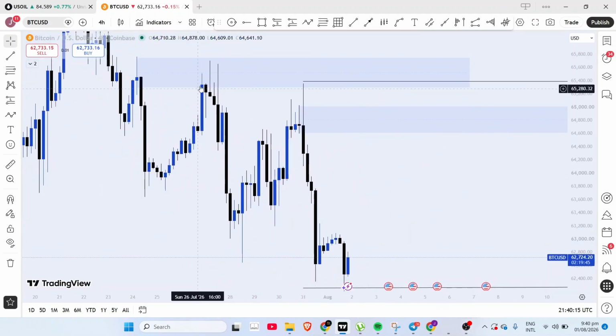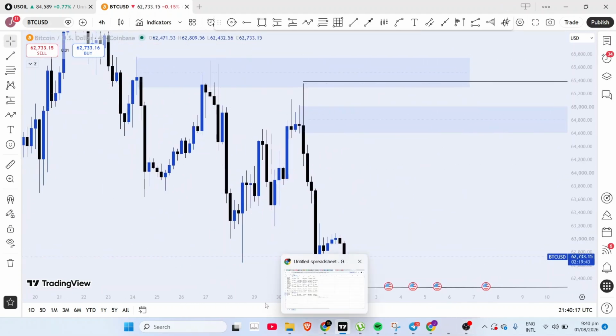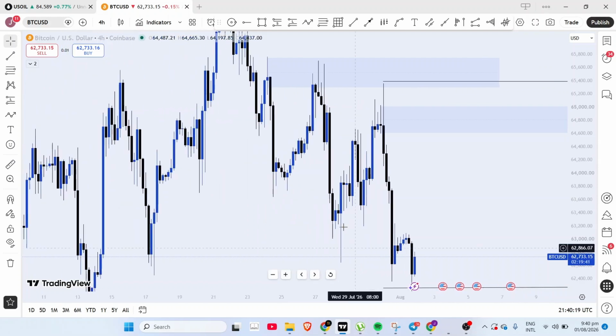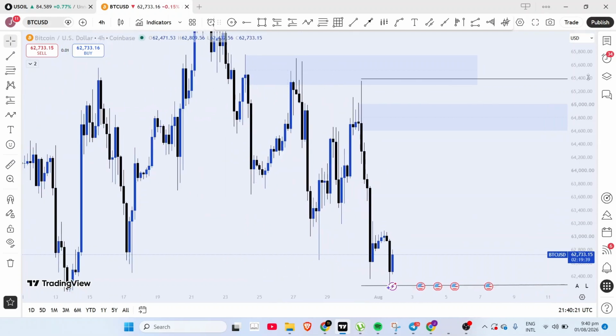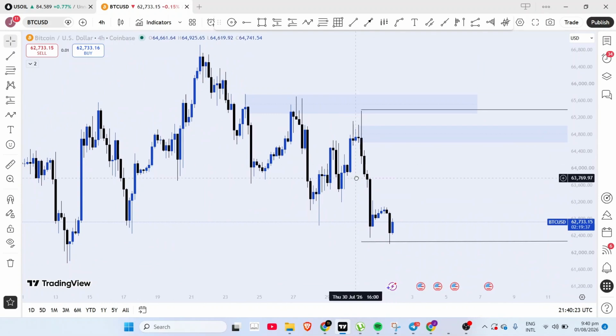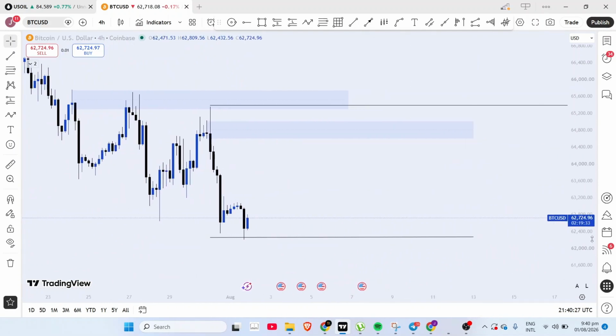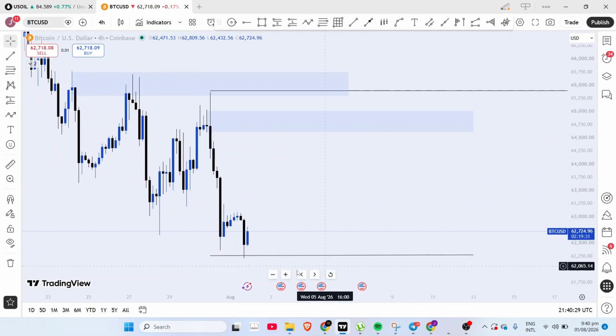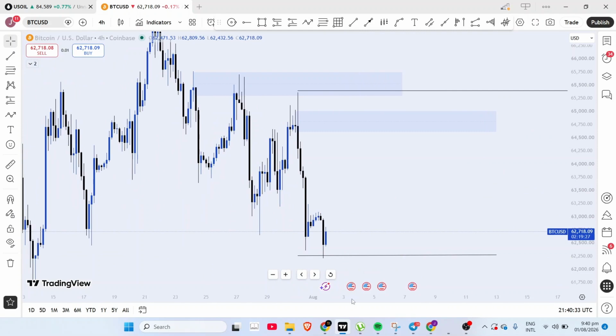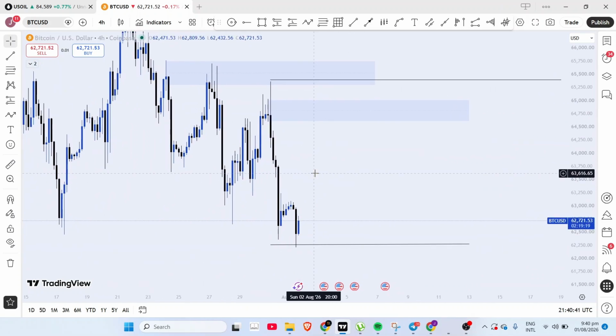Even though price got to our zone last week, I did not take a trade on BTC because I was already on silver. I was already on the sells in silver, and we'll get to that in a minute. So this is it for BTC. Nothing much. Last week, if we were active, you could have gotten a good trade from this zone right here.